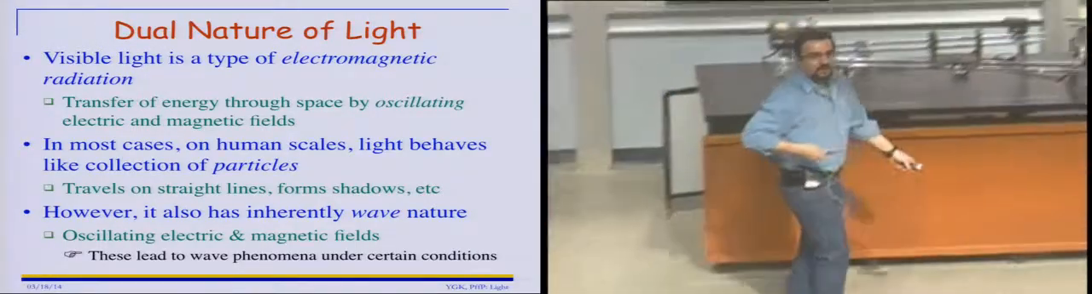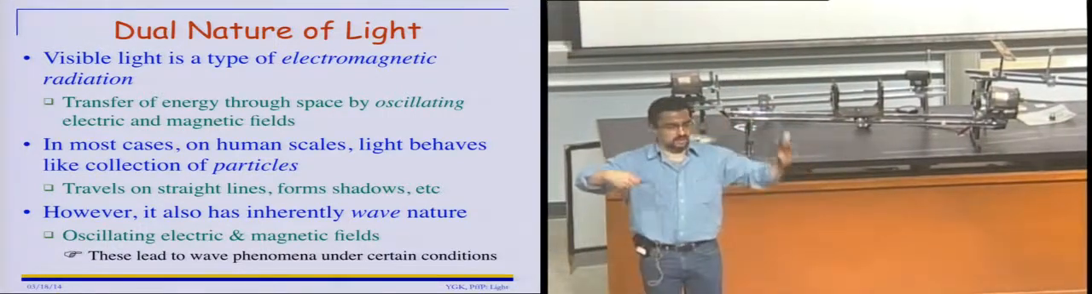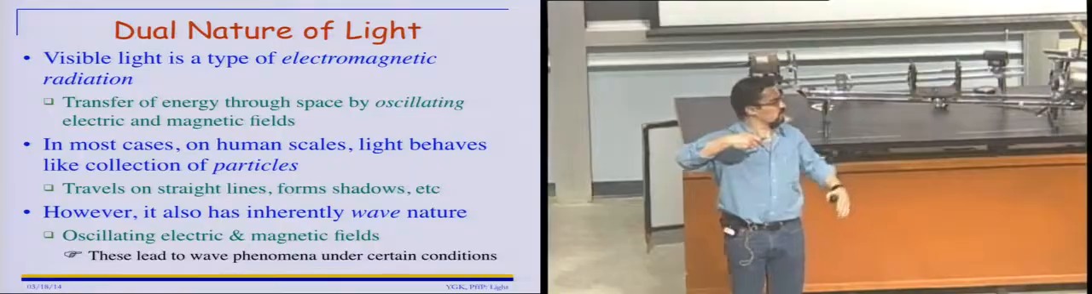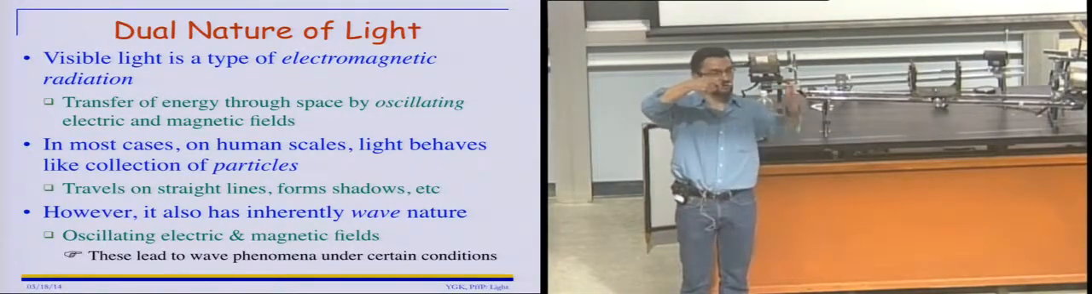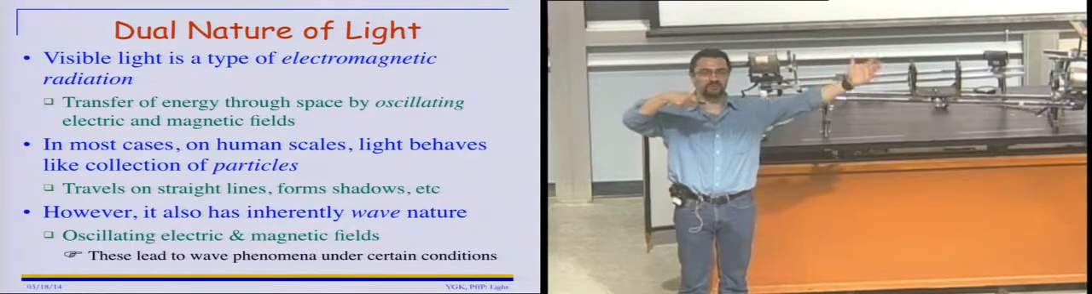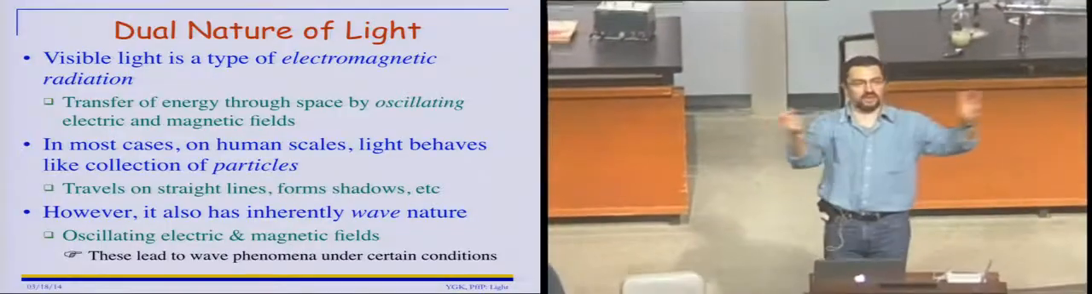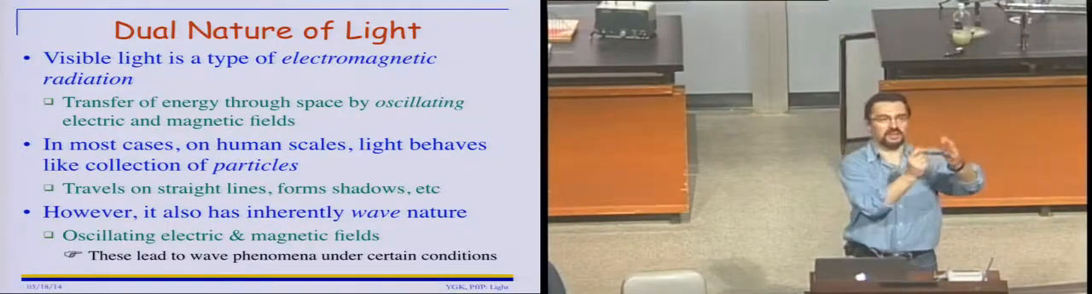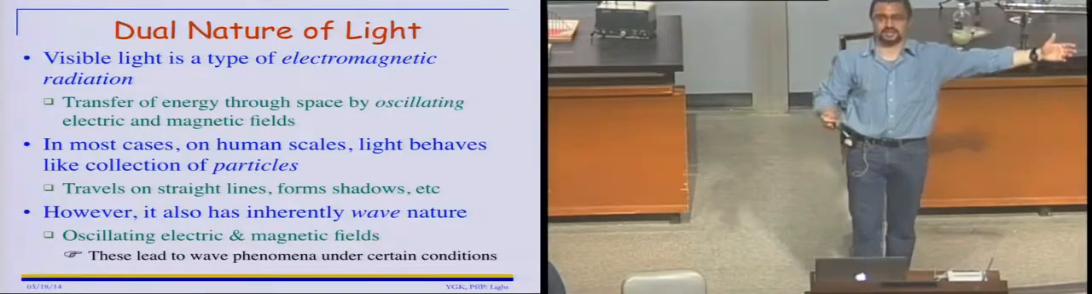This stream behaves like a bunch of particles. How is that? Well, in particular, if I place, I try not to hit somebody in the eye, if I place my hand in the way, the stream gets absorbed by my hand, doesn't propagate forward. So it appears to me that these particles travel exactly on a straight line. They can be stopped by an object, and this object would cast a shadow.